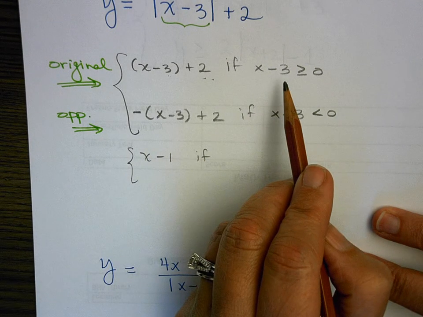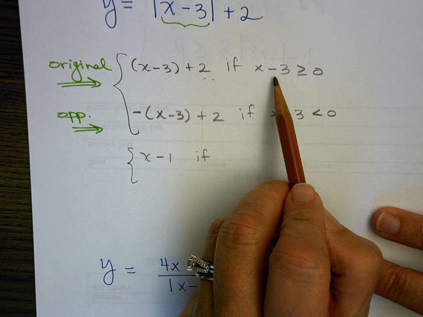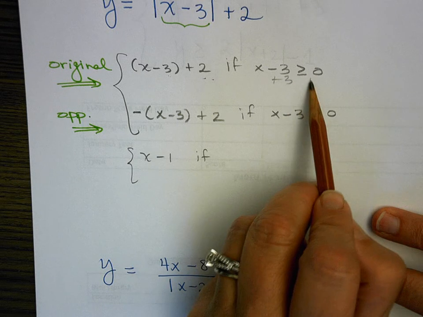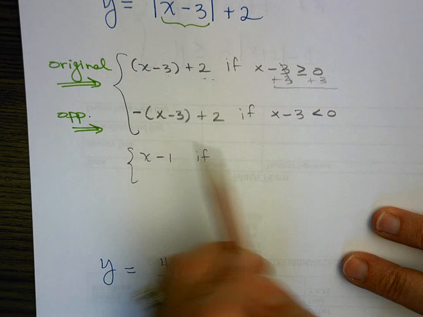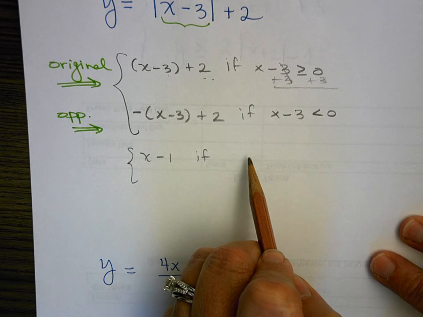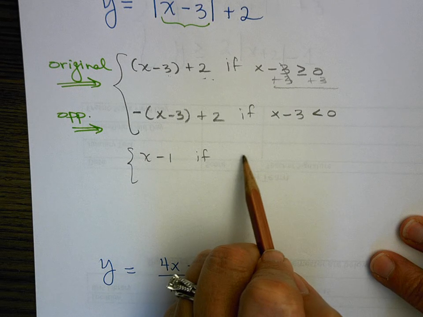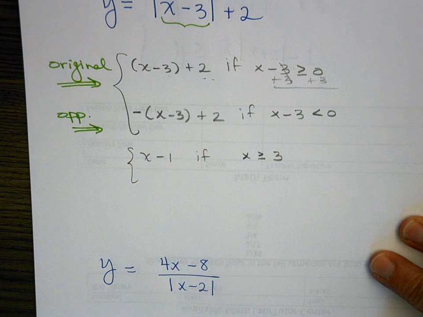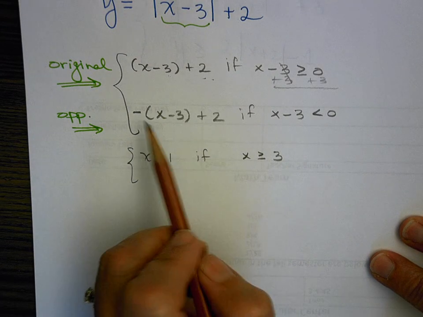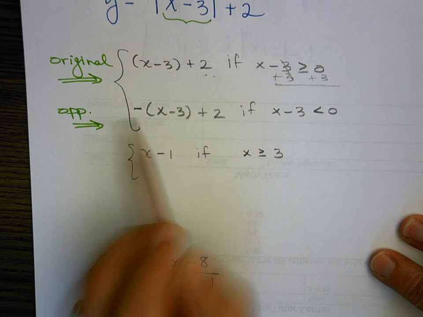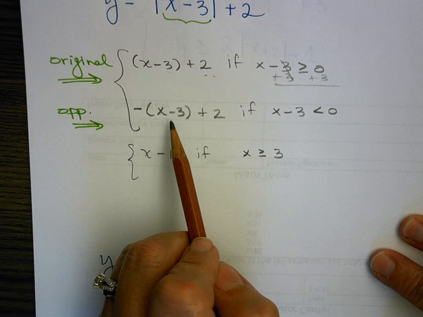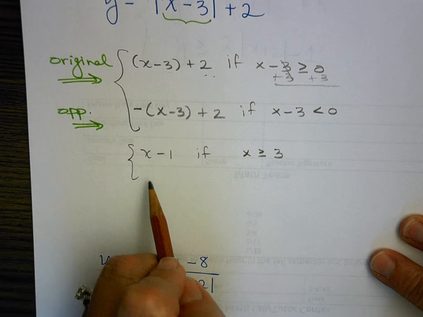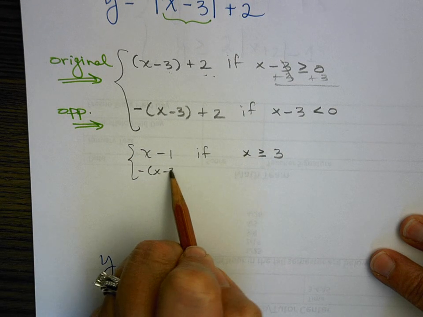And then on this one right here, I would add 3 to both sides. And so then this would be, ignore that phone ringing, people. And this would be if x is greater than or equal to 3. Okay. And then I can distribute and combine like terms on this one as well. But I'm not going to, but you could, right? So you can certainly do that.